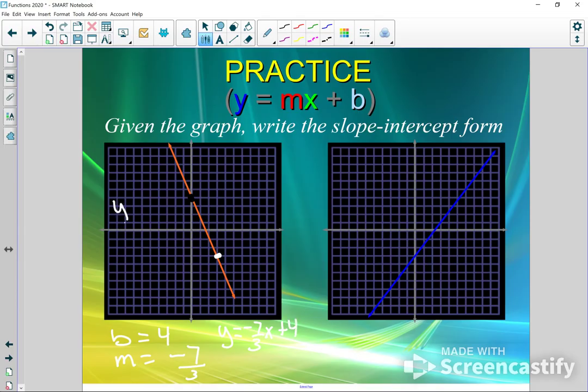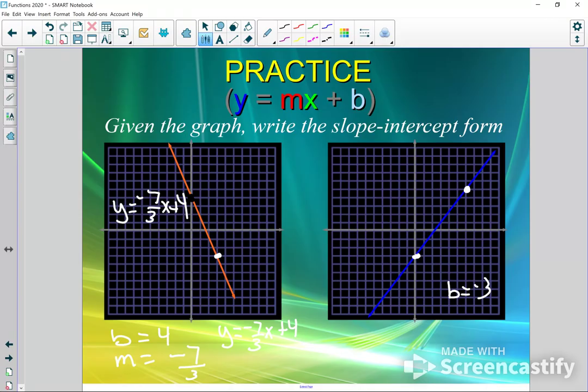I'll write it up here in case you can't see it. y equals negative 7/3 x plus 4. Let's do it again. Find your y-intercept. There it is, and that looks to be at -3. So b equals -3. Trace my graph left to right till I find my next perfect intersection point. There is one right there.